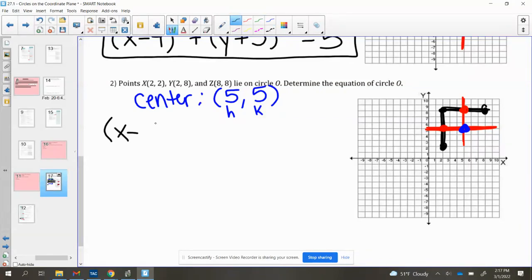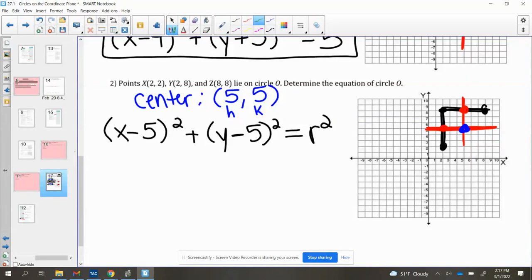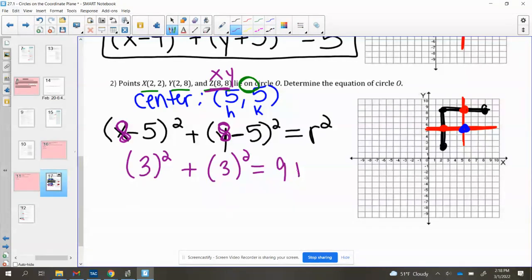And as we plug that in, (x minus 5) quantity squared plus (y minus 5) quantity squared is going to give us that radius value squared. And again, you have some options. You can use X, Y, or Z because all of them are located on the circle. This time, I think I'm going to use point Z just to show you this is going to work. I use 8 for x, and 8 for y. 8 minus 5 is 3. So we have 3 squared and 3 squared, so 9 plus 9, which is 18.